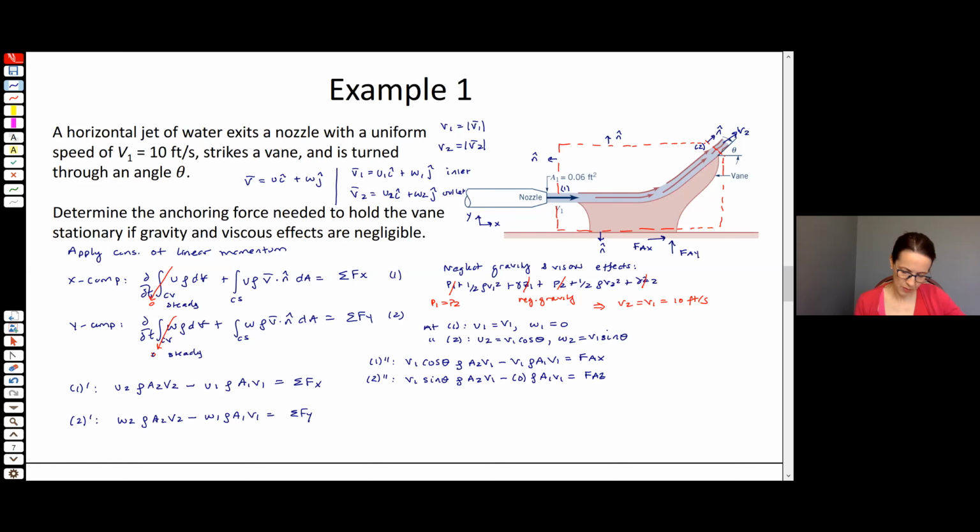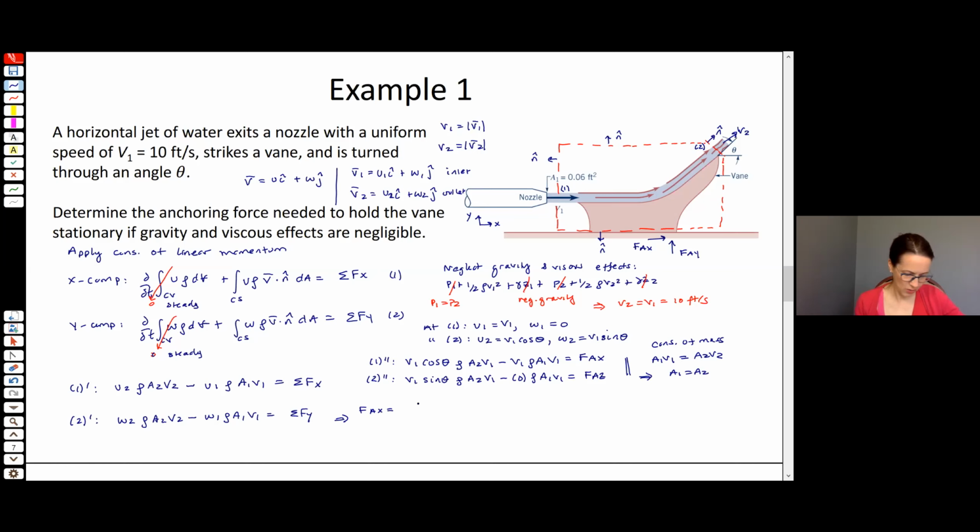So we also have from conservation of mass that A1 V1 equals A2 V2. We already know that the velocities are equal, so this implies that A1 is equal to A2. And this allows us to finally simplify, rearrange, and solve for these anchoring forces.